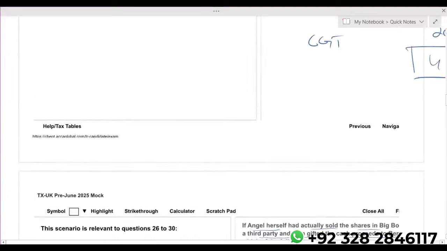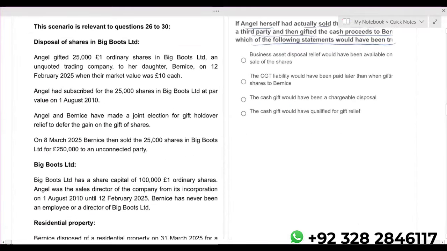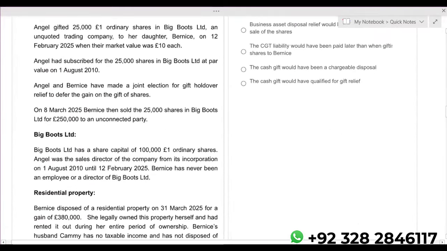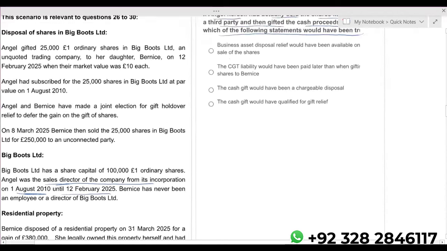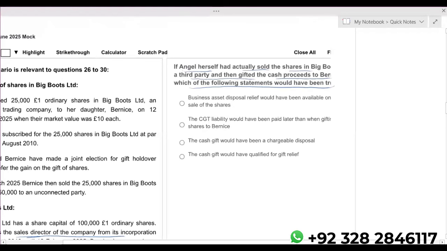Okay, let's see the scenario first. Big Boot Limited has a share capital of 1 lakh ordinary shares. Angel was the sales director of the company from its incorporation on August 10 until 12 Feb 2025. Bernice has never been an employee. Now, the scenario is if Angel had actually sold the shares to a third party and the cash was given as a gift to Bernice.